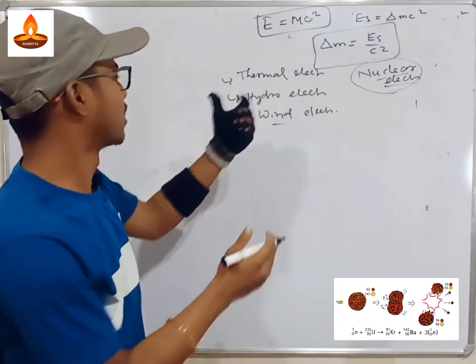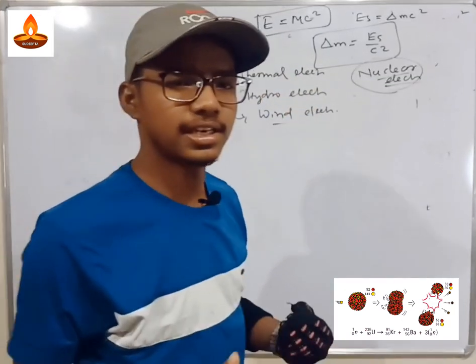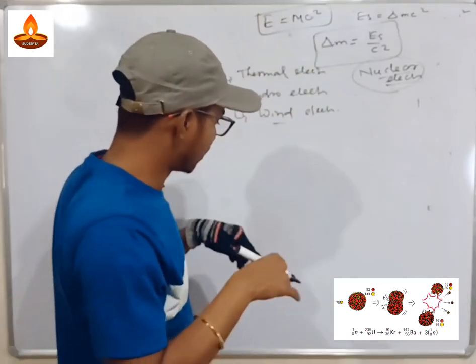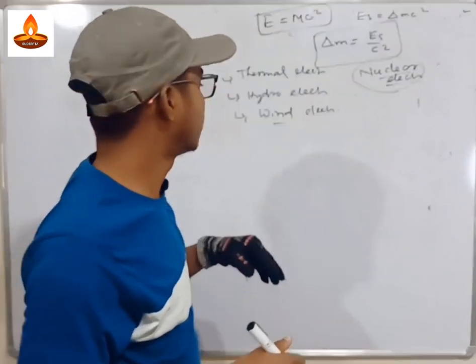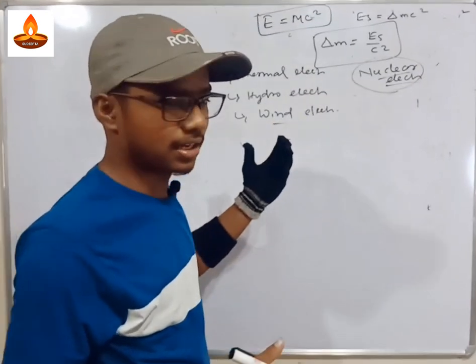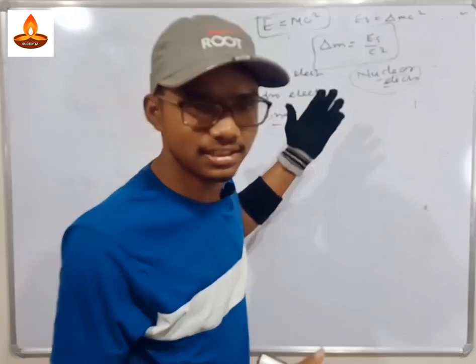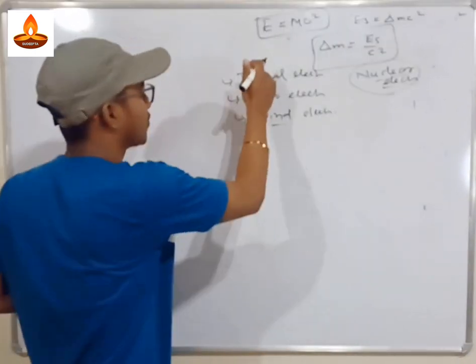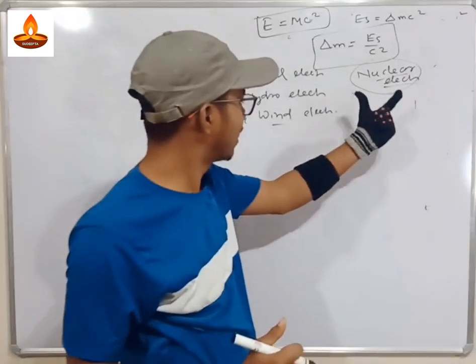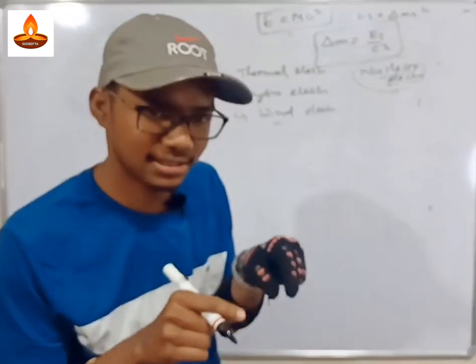But in thermal electricity, we get the electricity from coal. Till this date, we get 70 to 80% of our electricity from thermal. It's crazy, and it is very harmful to the air as well. Nuclear electricity is the best, I can say, till date.